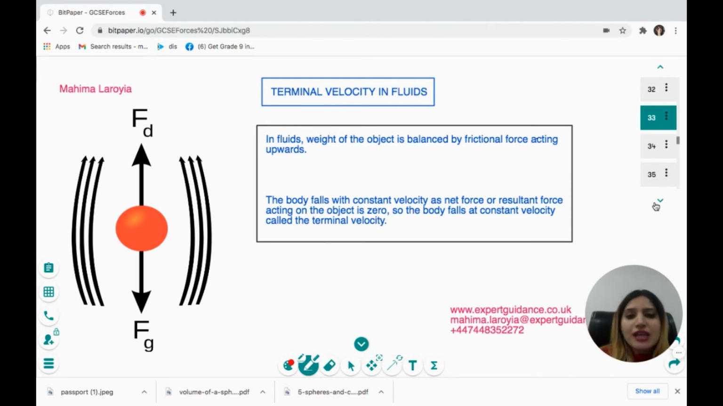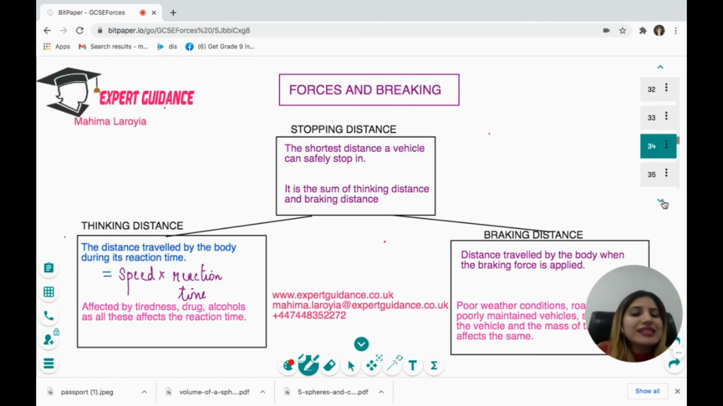Now, terminal velocity is also seen in fluids. When you drop something in water, the weight of the object is balanced by the frictional force acting upwards. The body falls with constant velocity as no net force or resultant force acts on the object. So the body falls at constant velocity called the terminal velocity. So this concept is also seen in fluids.